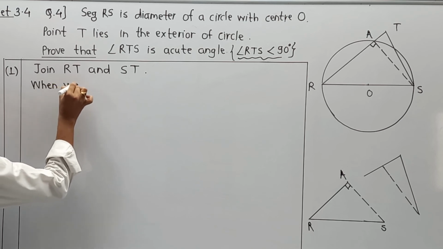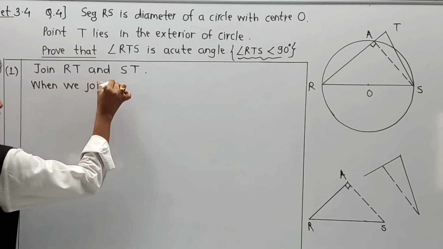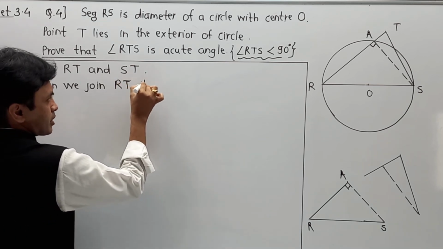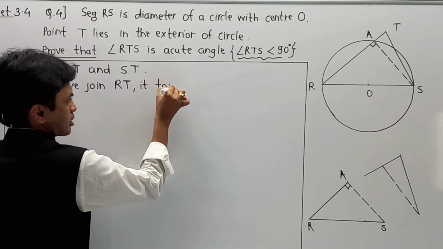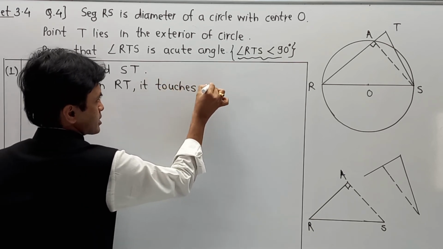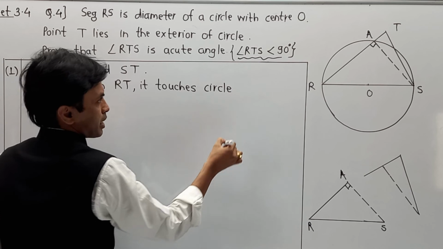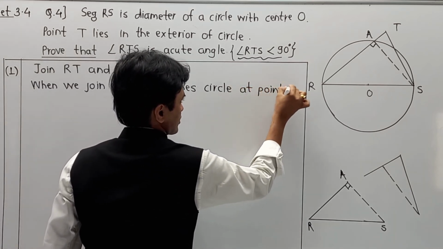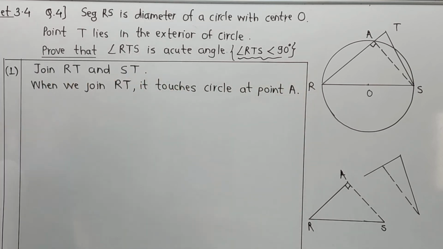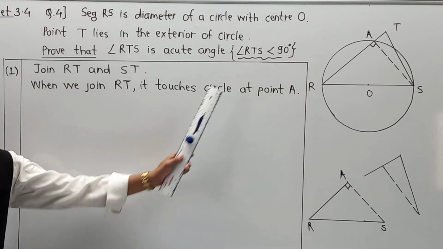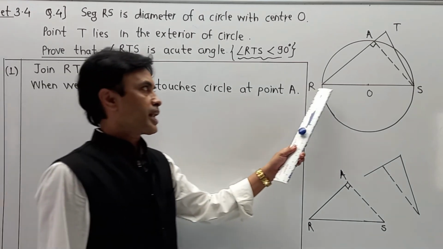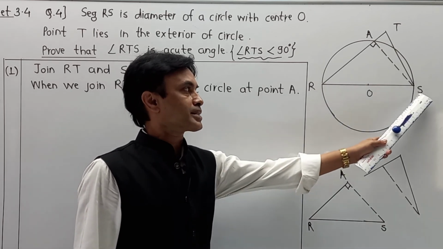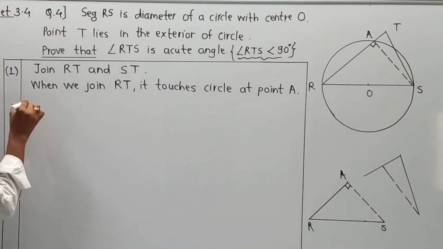When we joined RT, it touches the circle at point A. So it touches the circle at point A. Therefore, angle RAS is 90 degrees. But before that, you have to explain as RS is a diameter. So here the main answer starts.